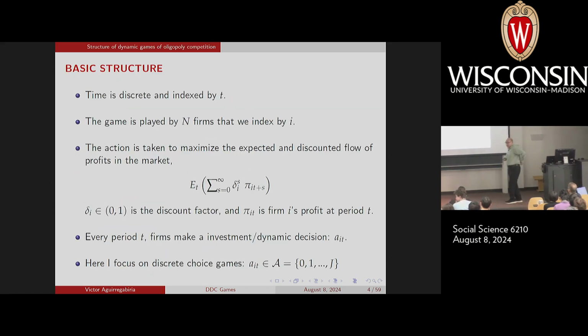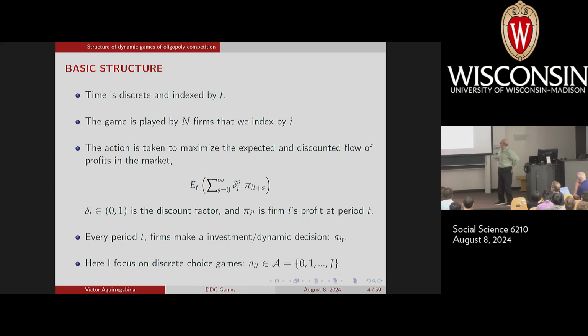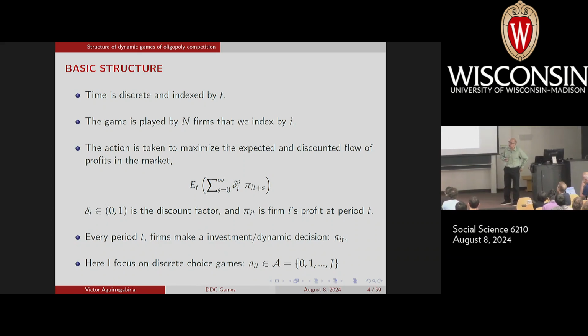notation. Then time is discrete and indexed by t. I'm going to consider discrete time all the time, though there is a recent and growing literature with papers by Peter Arcidiacono and Jason Blevins on estimation of this type of dynamic games in continuous time, and it's a growing, a very interesting literature. I'm going to focus on discrete time models.